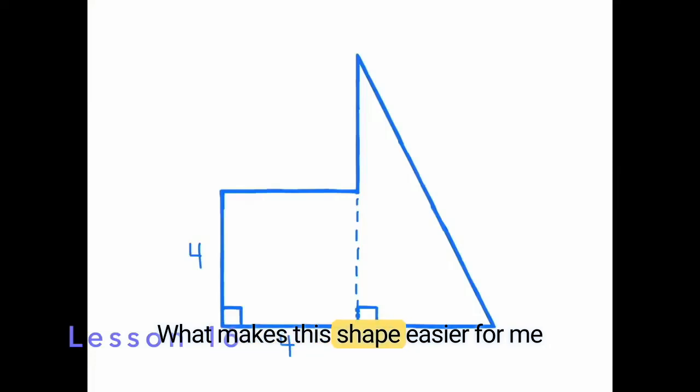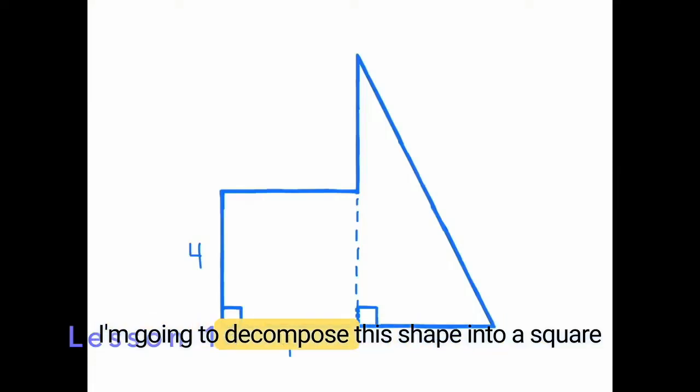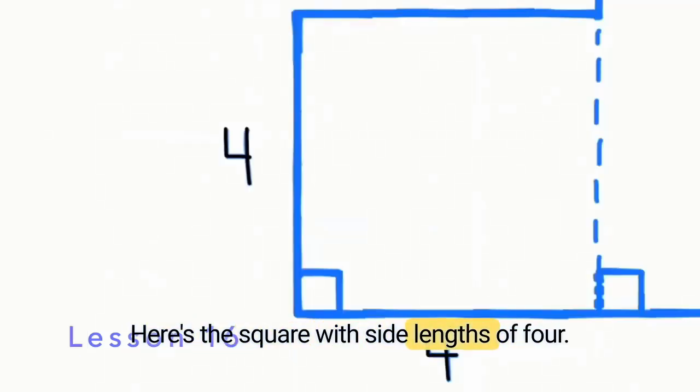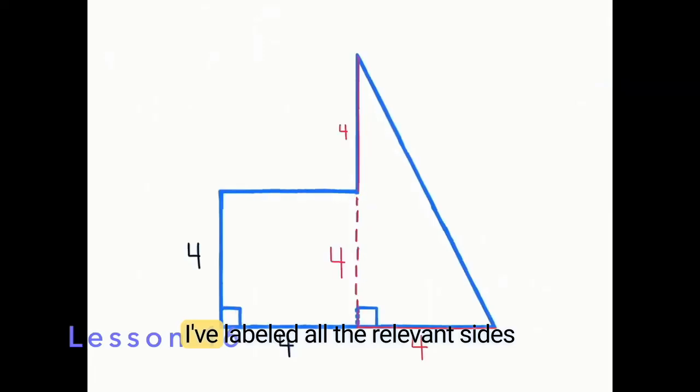What makes this shape easier for me is it's a square and a triangle. I'm going to decompose this shape into a square and a triangle and figure out the areas. Here's the square with side lengths of 4. The triangle has a base of 4 and a height of 8. I've labeled all the relevant sides or segments with their measurements.